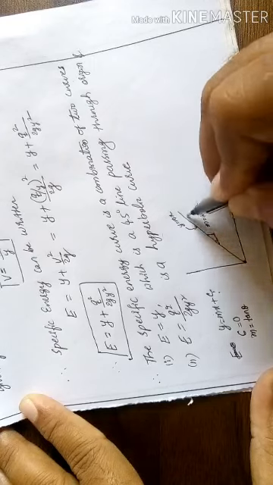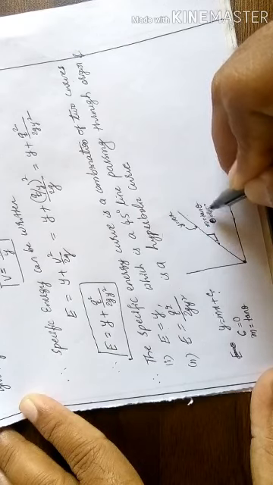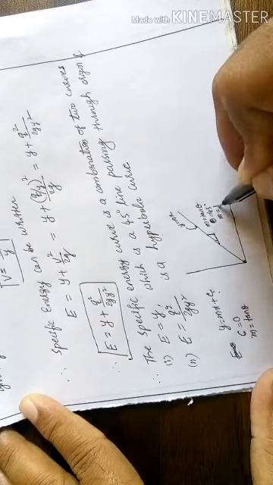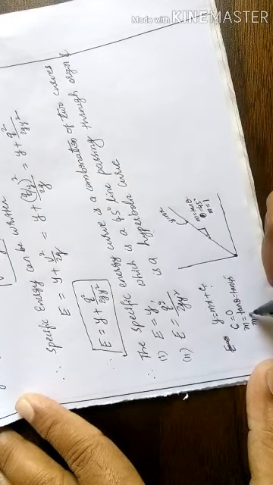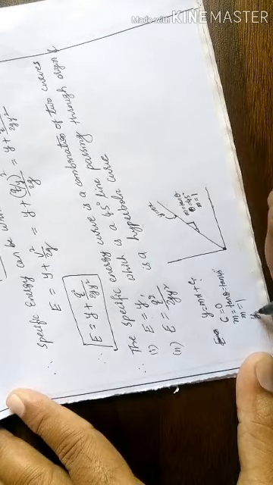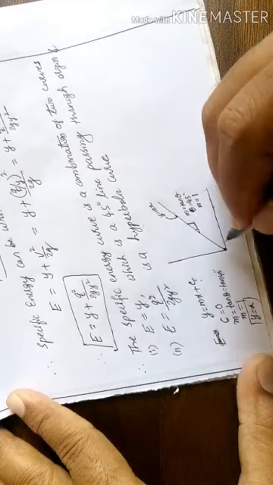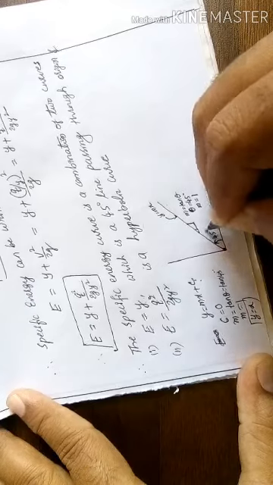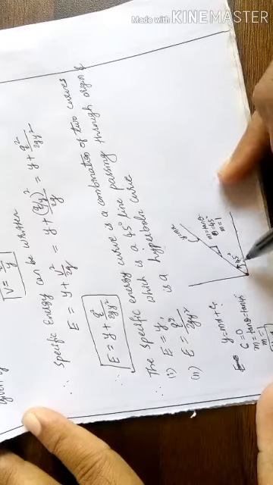When theta becomes 45 degrees, m will be 1. Then we get y equal to x. In the same way, E equals y means the line is passing through the origin at an angle of 45 degrees, which represents the straight line.